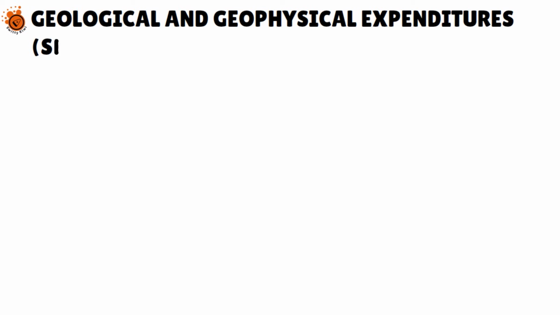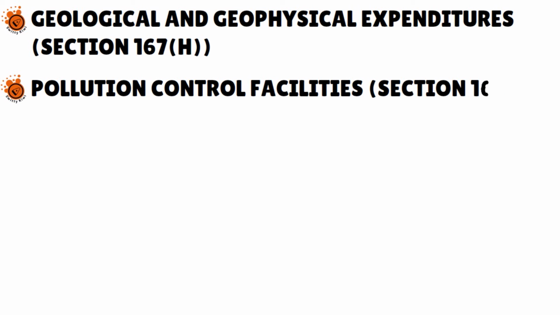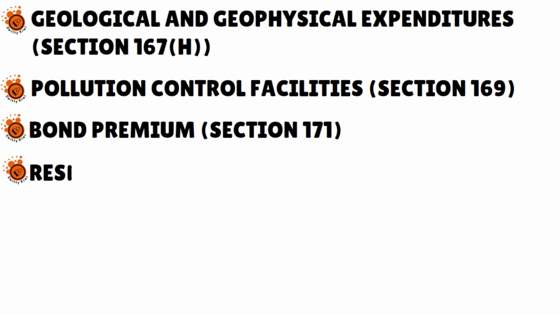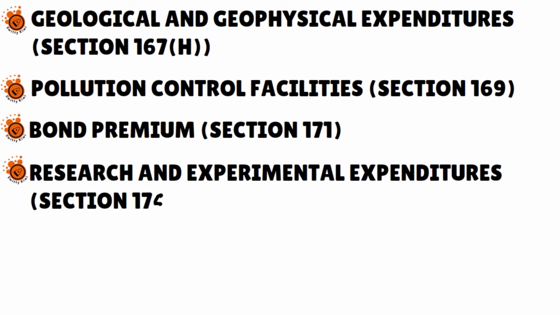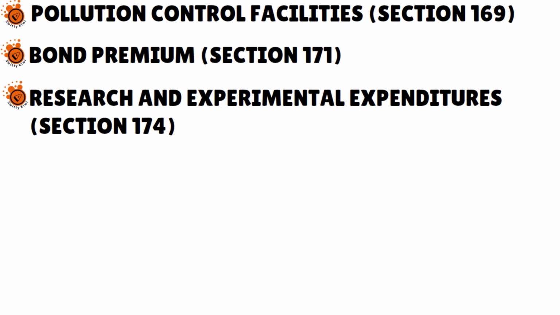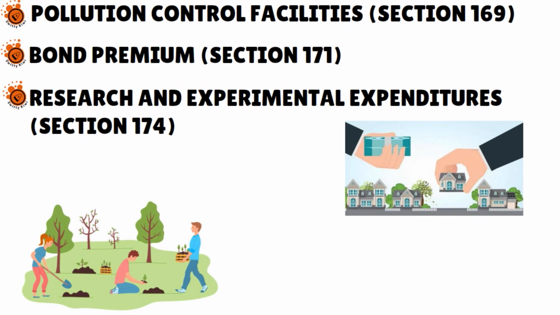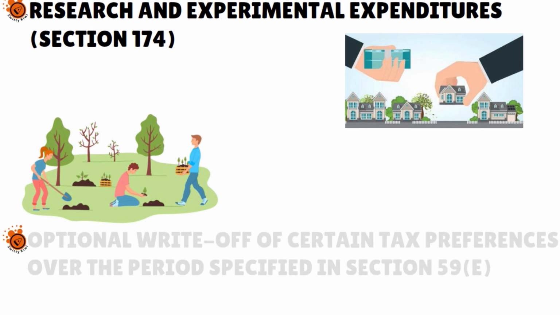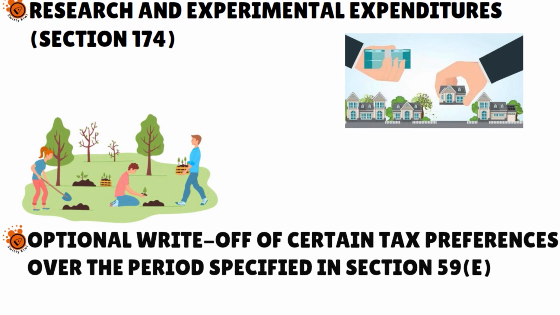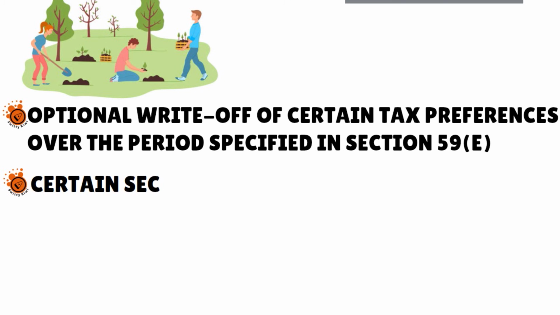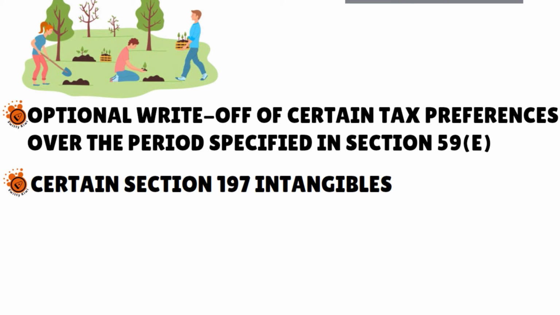All right, so you have geological and geophysical expenditures, section 167H. You have pollution control facilities, that's section 169. You have bond premium, section 171. You have research and experimental expenditures, section 174. You have the cost of acquiring a lease, section 178. You have qualified forestation and reforestation cost, section 194. You have optional write-off of certain tax preferences over the period specified in section 59E. And you have certain section 197 intangibles.